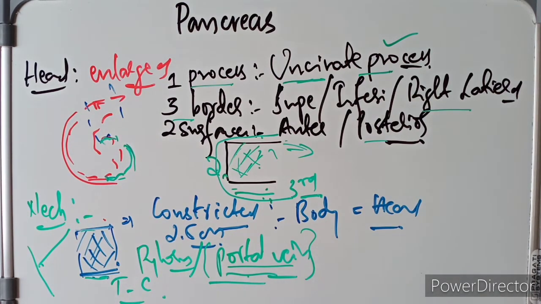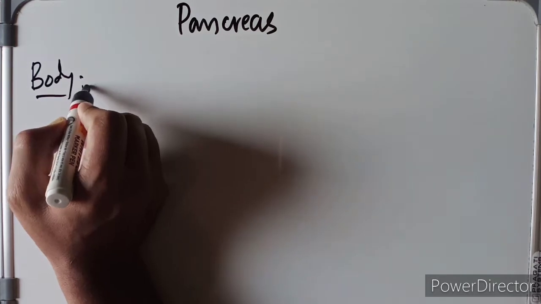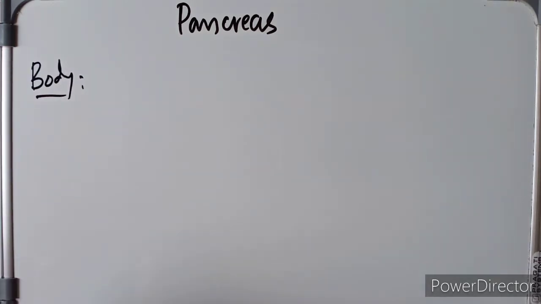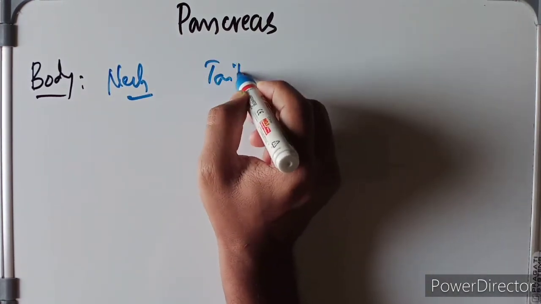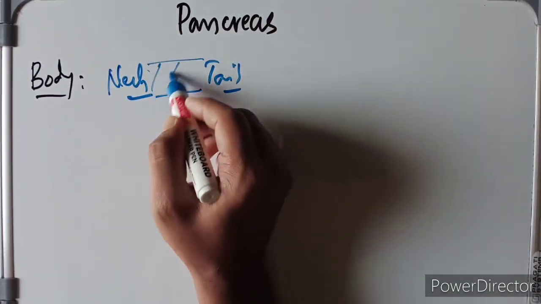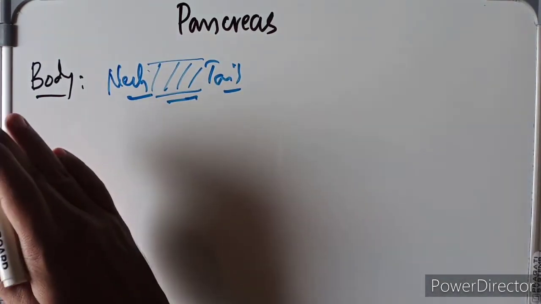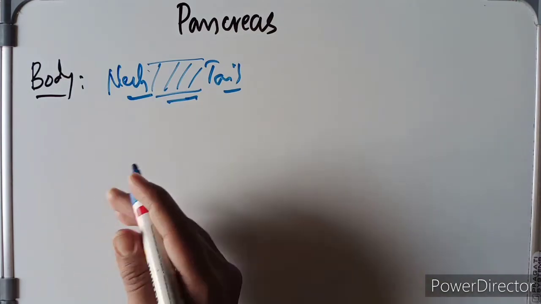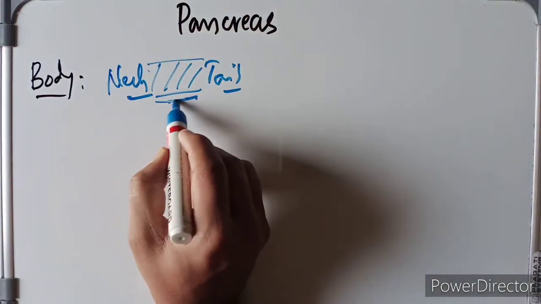Now we look at the body of the pancreas and also the tail of the pancreas. So coming to the body of the pancreas, what are its features? It's an elongated part of the gland extending from the neck to the tail. It passes towards the left of the midline with a slightly upward and backward inclination, and it lies in front of the vertebral column, just below the transpyloric line.